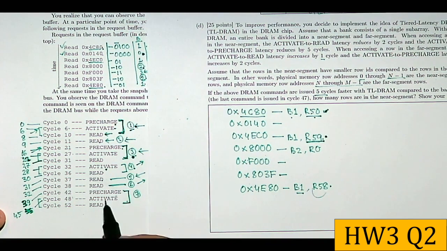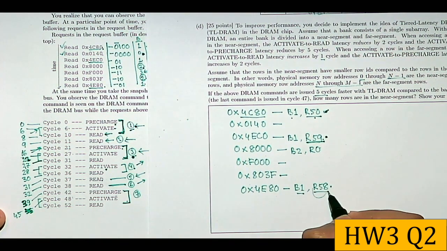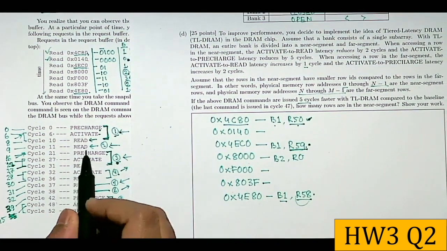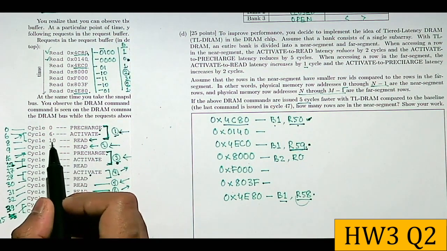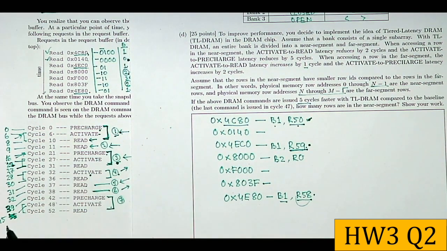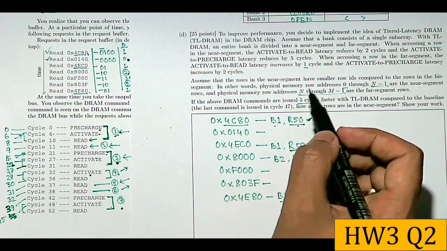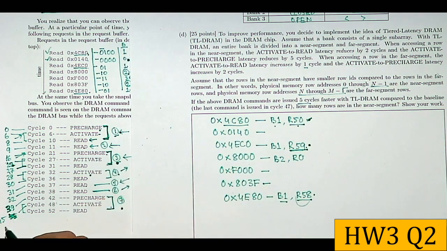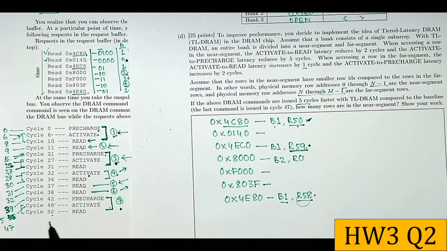Now the activate to read, if this R58, so we started with R58 as a fast segment, right? If this is a fast segment, that means activate to read, which used to be 4 cycles, has to be now 5 cycles, but you know that 5 cycles will overshoot. Then let's just consider this to be a near segment. If we consider this a near segment, that gives you 2 cycles benefit. So you can actually get it done by 47 cycles, which is like 52. Everything matches, you're happy. That's it.